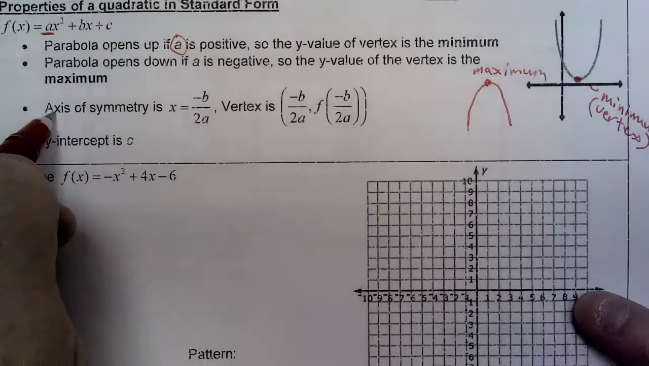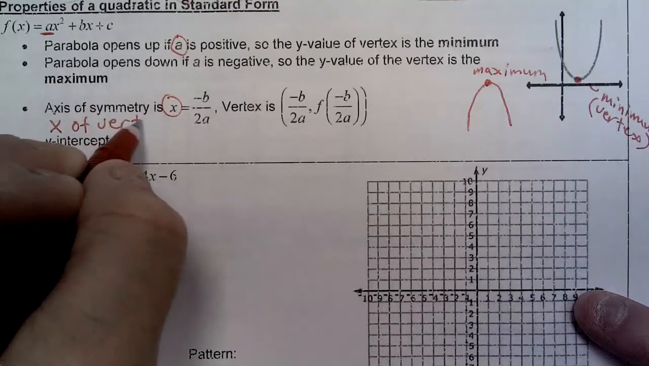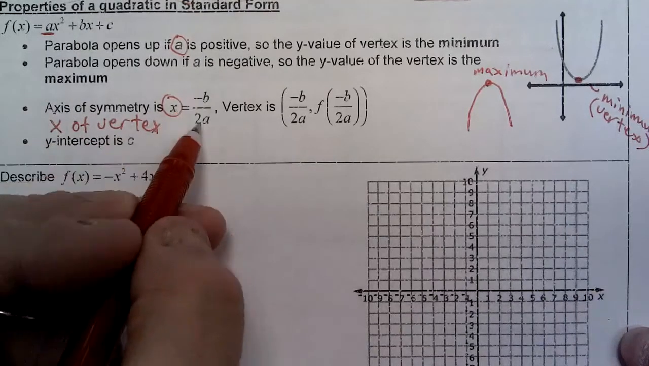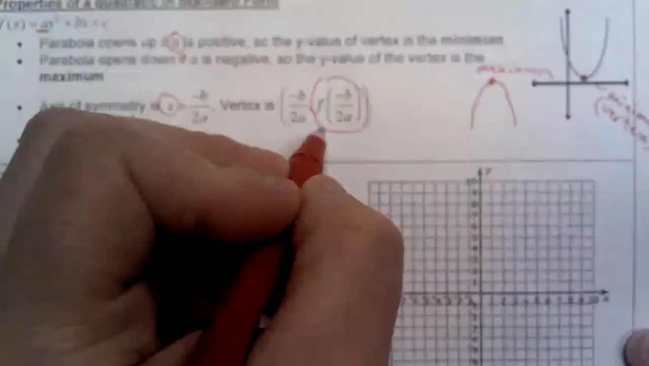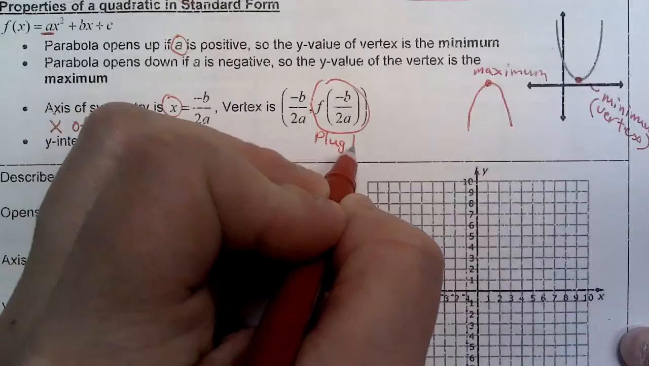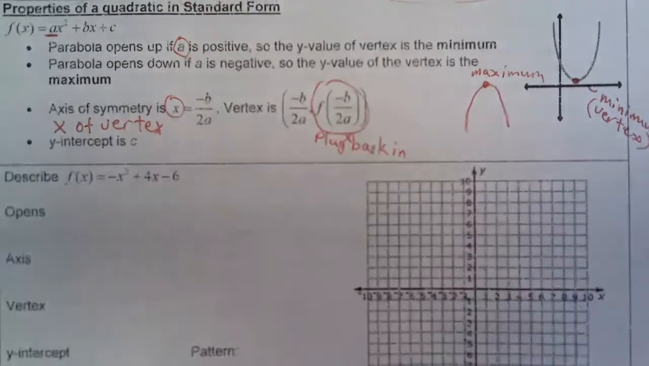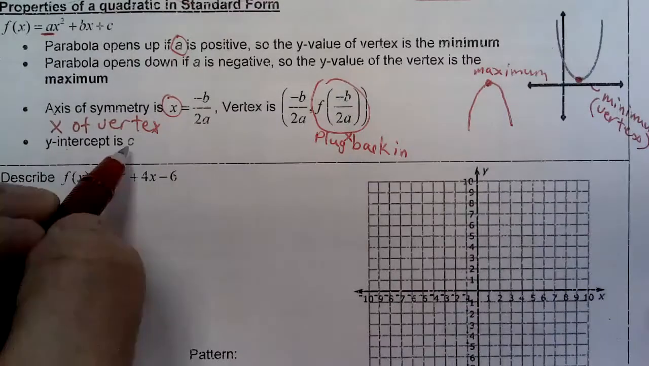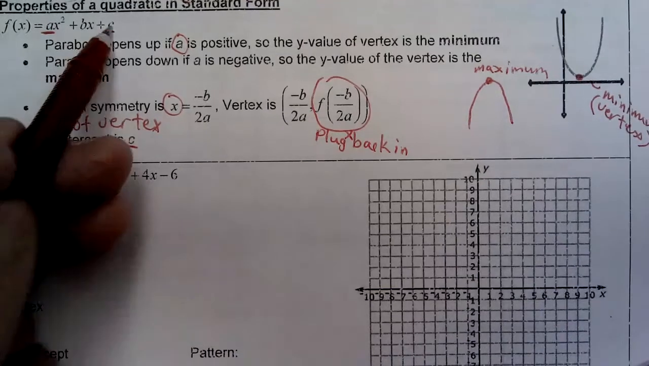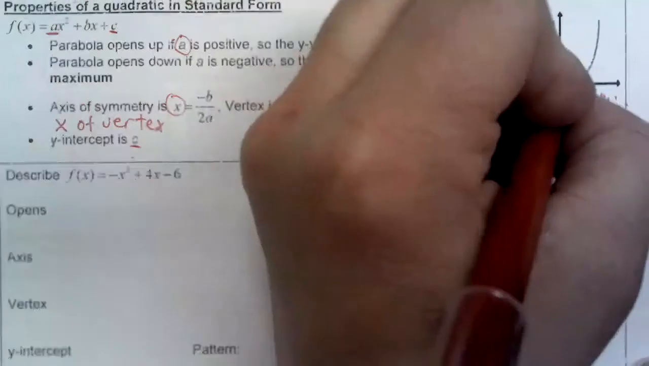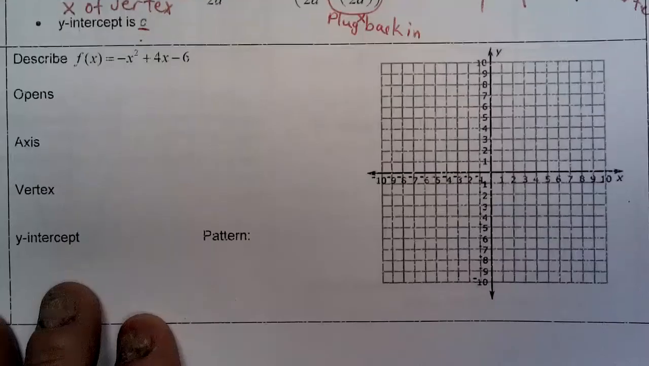So your axis of symmetry, that's the x of your vertex. The formula for that is negative b over 2a. And then here it shows the y of your vertex. What that means is that you plug x back in, and that's how you get your y value for your vertex. And then your y-intercept is always this c value here, so whatever value this is, that's where it's going to touch your y-axis. Let's go on ahead. It's going to make more sense, I think, as we work some problems.